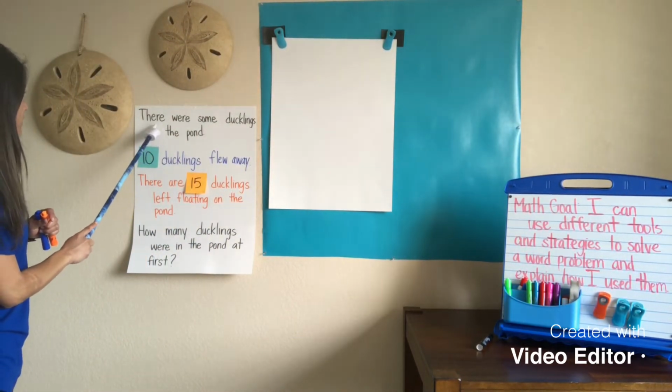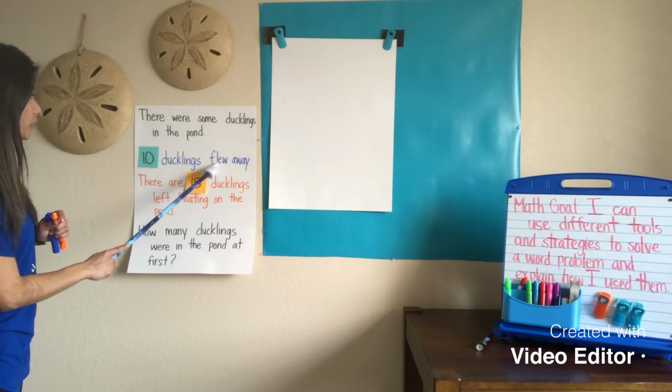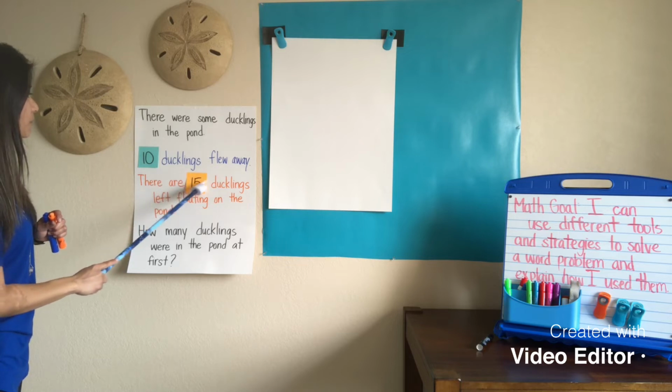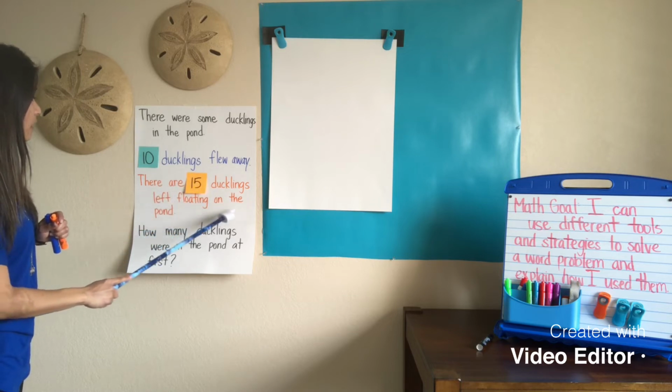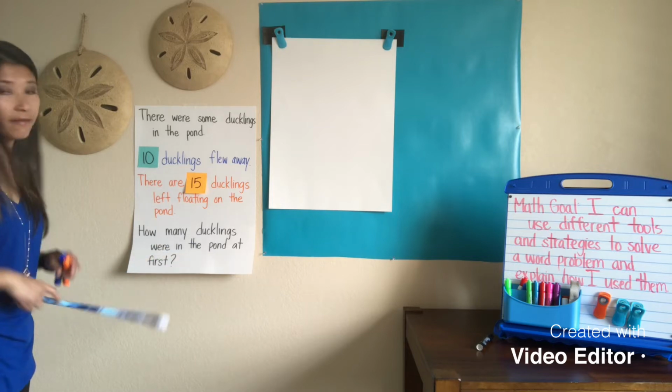So again, our word problem said that there were some ducklings in the pond. 10 ducklings flew away. There are 15 ducklings left floating on the pond. How many ducklings were in the pond at first?